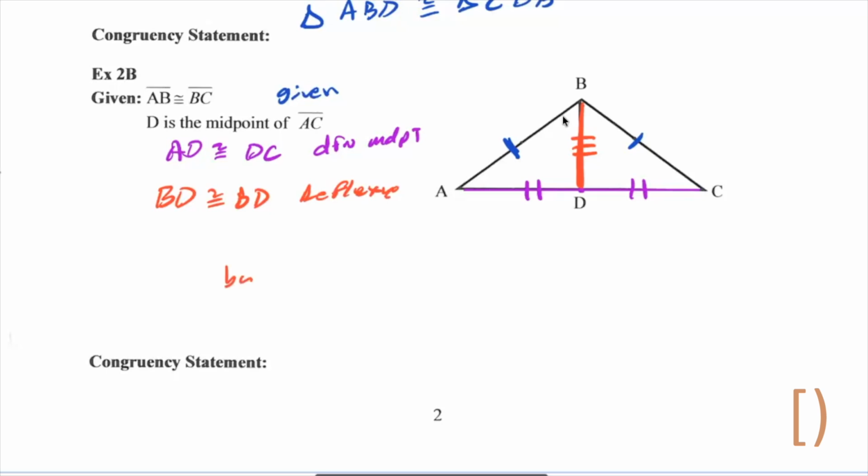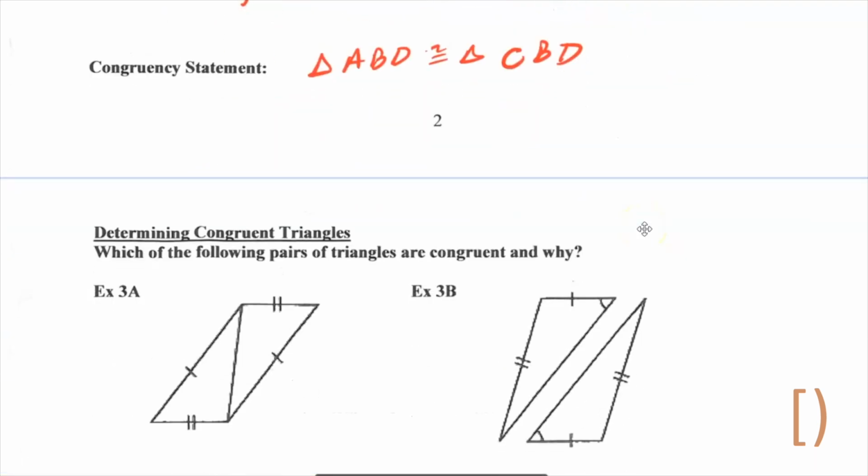So by side, side, side, I could say triangle ABD is congruent to triangle... Now again, order matters: A, B, D. So A, then I went past the single mark to B, so C must go to B also. So C, B, D.